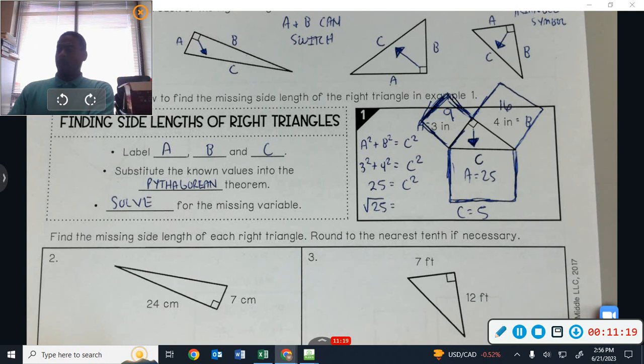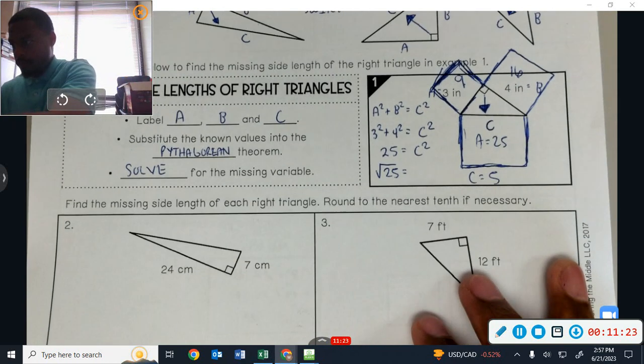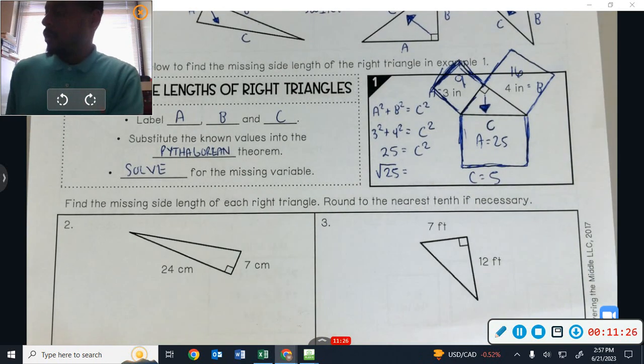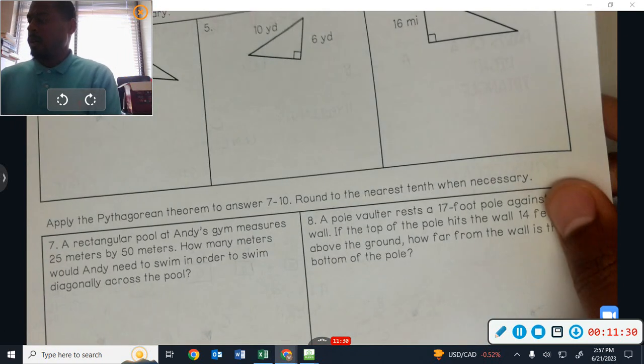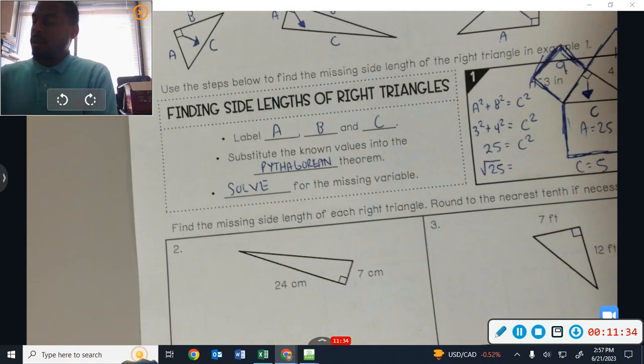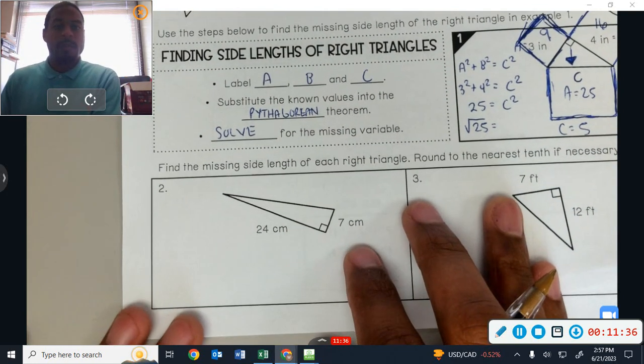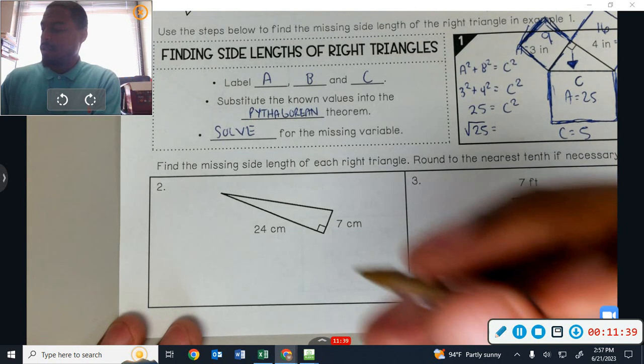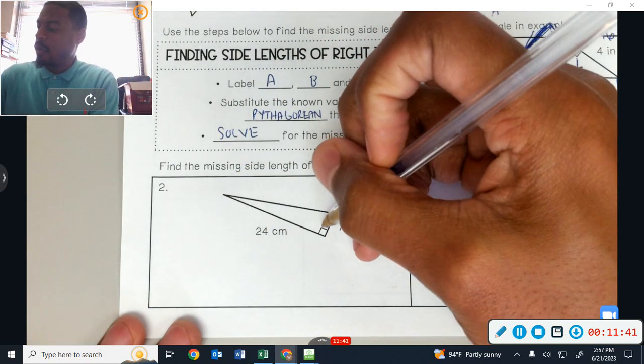Okay. So I'm going to do one more example. Actually, I'm going to do 2 more examples. I'm going to do number 2, and then I'm going to go to the back side and do number 4. Okay. So now let's look at number 2. Number 2 says 24, 7. Let's draw that right.